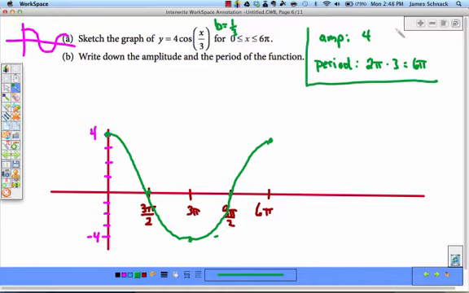This should be one of the absolute first things that you do before you even attempt to graph this. Identify what the amplitude is, identify what the period is. Without them, it's very, very difficult to build this graph.